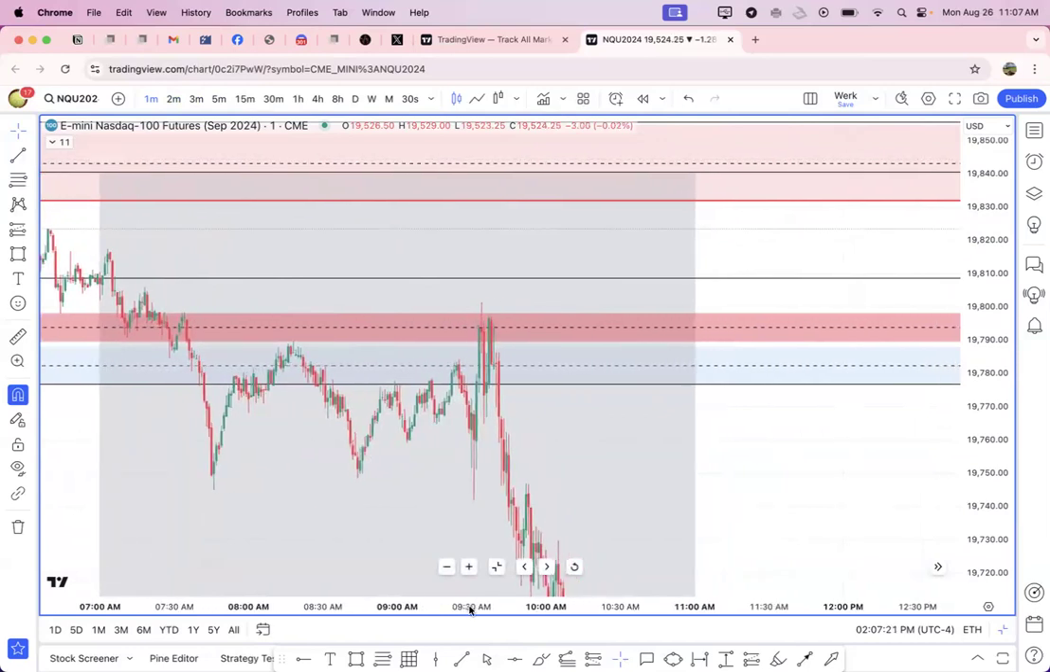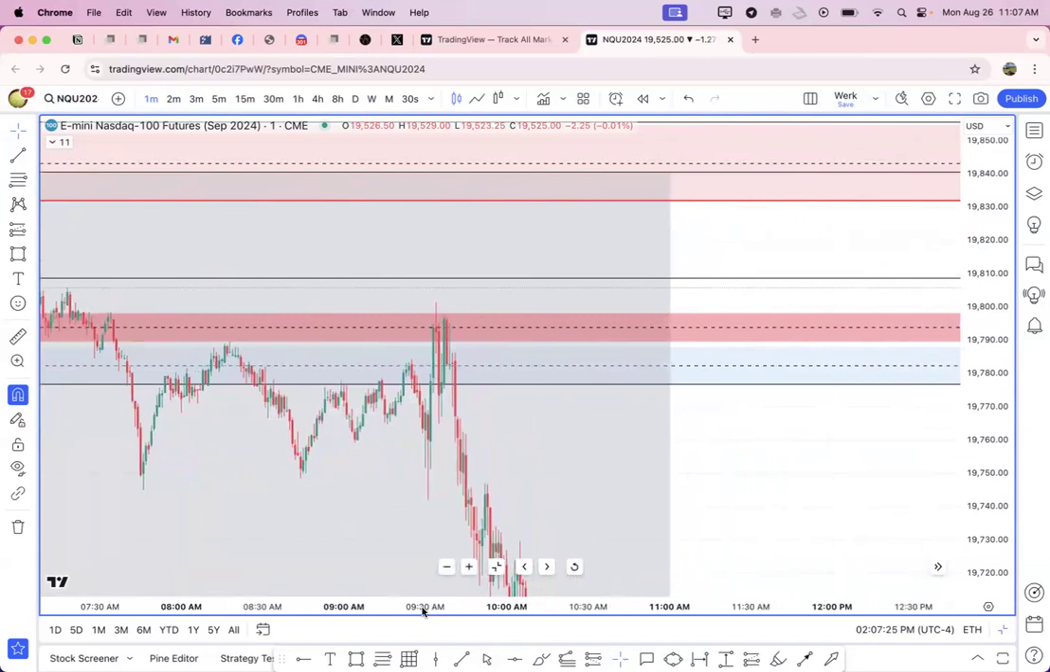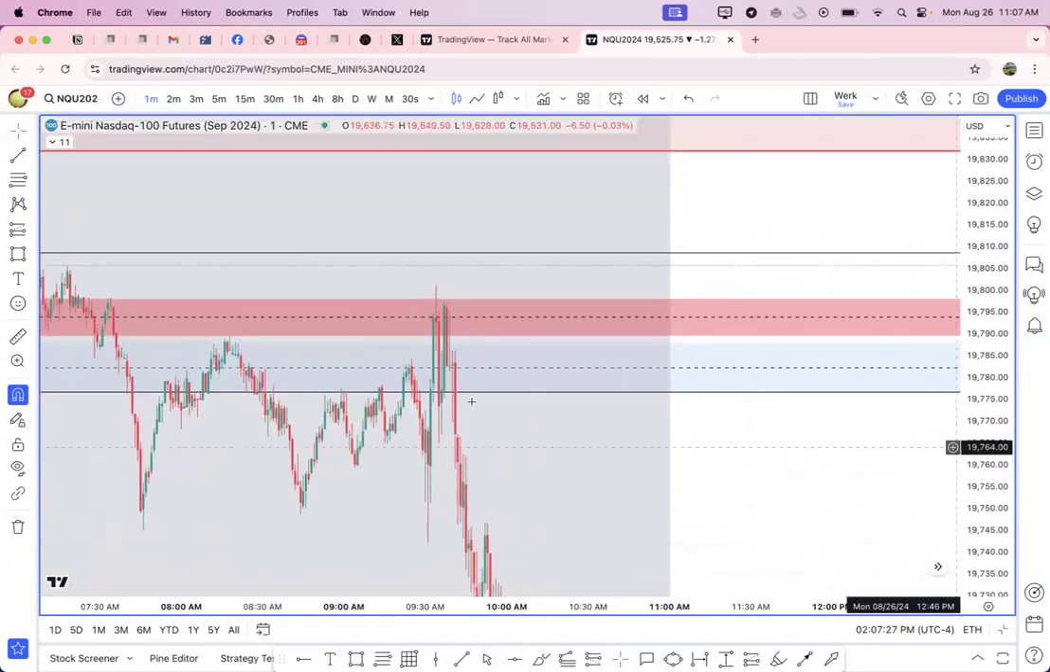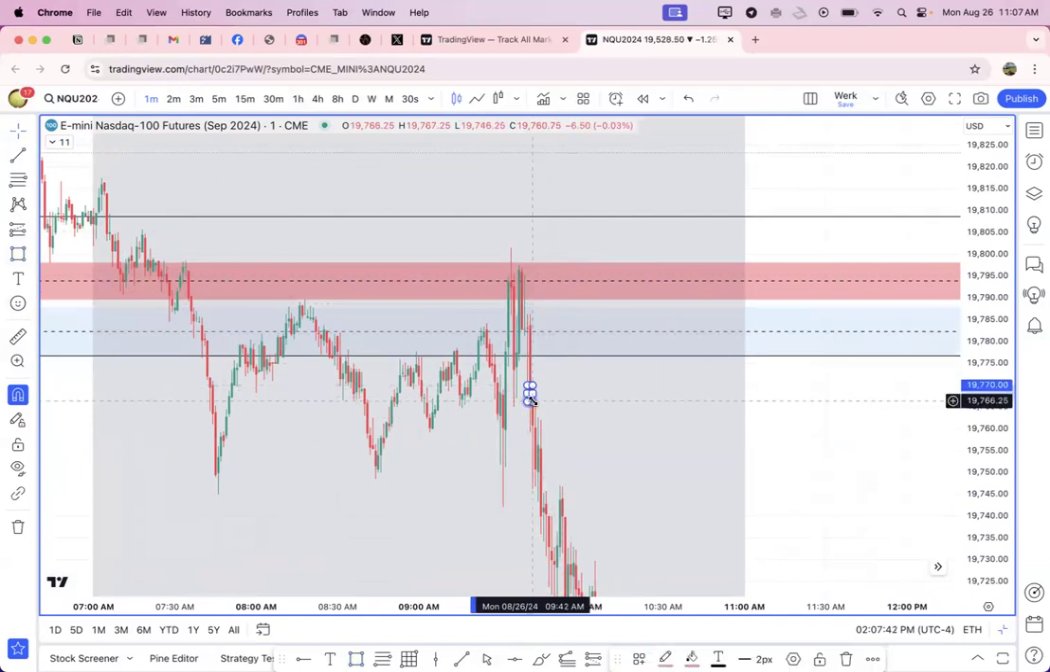Now, I see this entry right here. We got our stop rate, we got displacement in the 2024. What am I looking for? Mentorship, ICT talks about including the volume imbalance on your fair value gap.